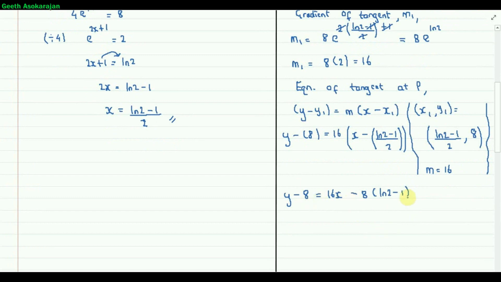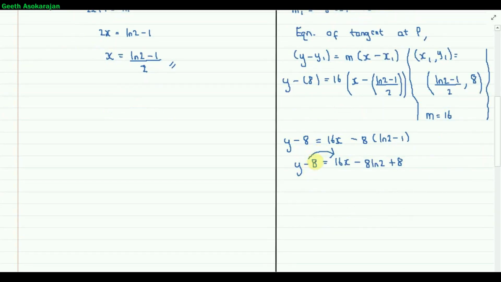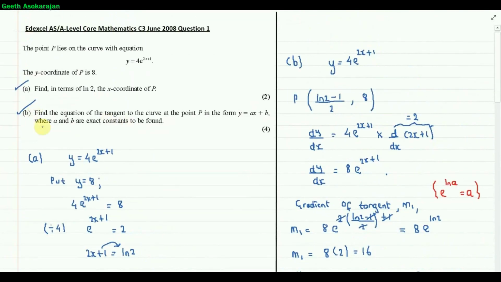If I multiply out the brackets, we're going to have y minus 8 on the left. That is 16x, minus 8 times ln2 is minus 8 ln2, minus 8 times minus 1 is plus 8. And if you take the minus 8 to the right hand side, you're going to get the solution for the tangent as y equals 16x minus 8 ln2, 8 plus the 8, which is 16. So this should be the solution for the equation of the tangent to the curve at this point P, and that completes part B.